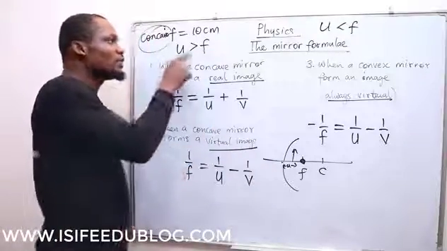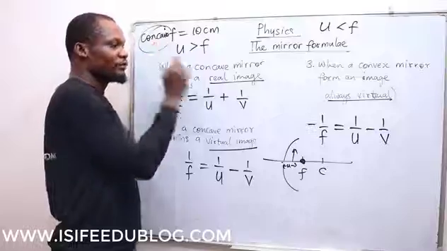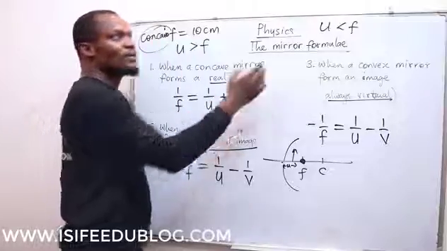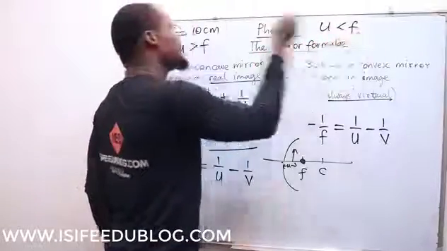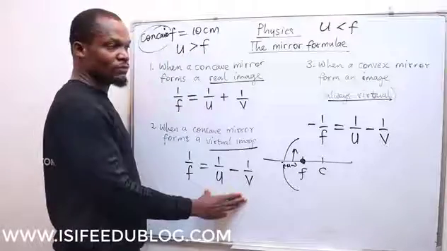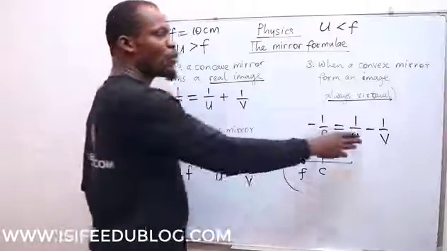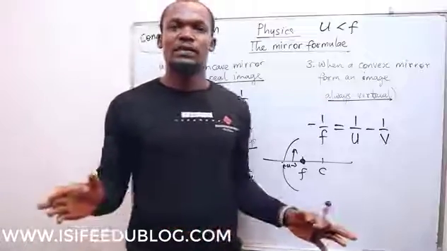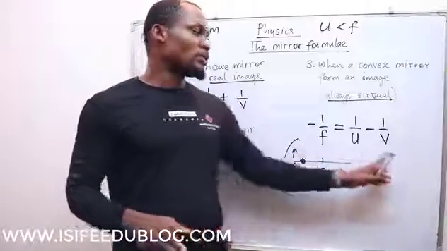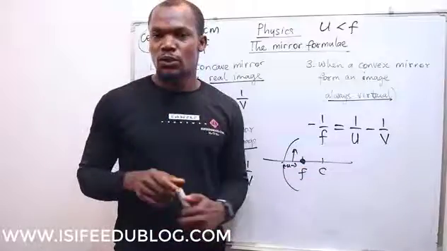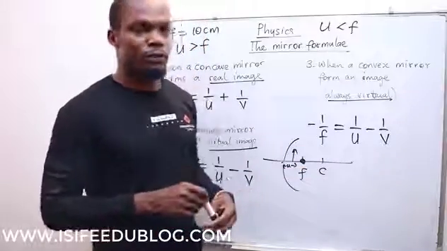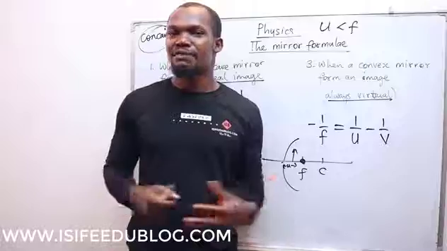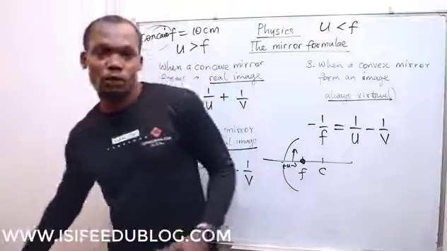So whenever U is greater than F and it is concave, we make use of this formula. Whenever U is less than F and it is concave, we make use of this formula. Now, whenever it is convex, whether U is greater than F or F is greater than U, we must use this formula because only one type of image will be formed. So let us take a look at magnification of curved mirrors.